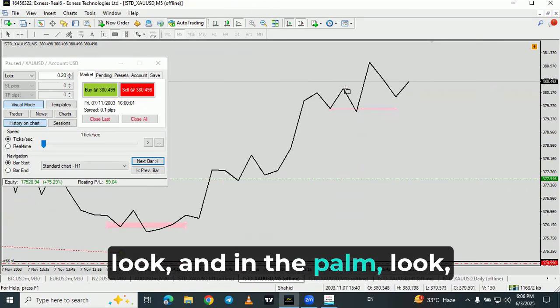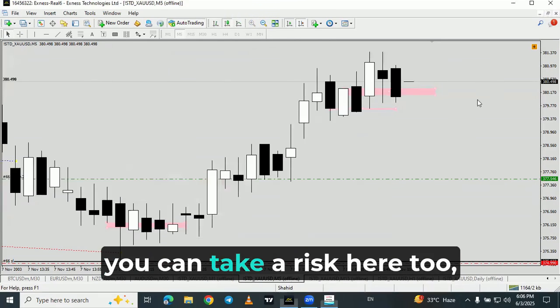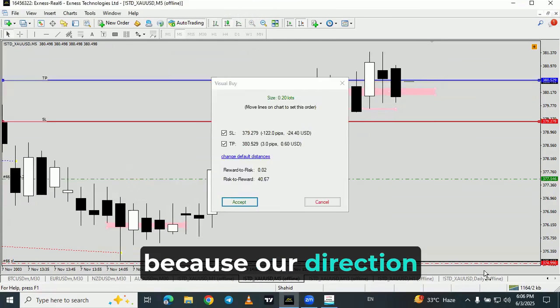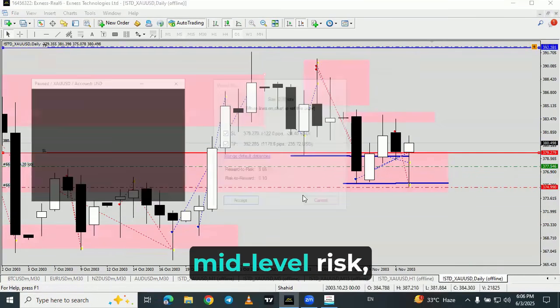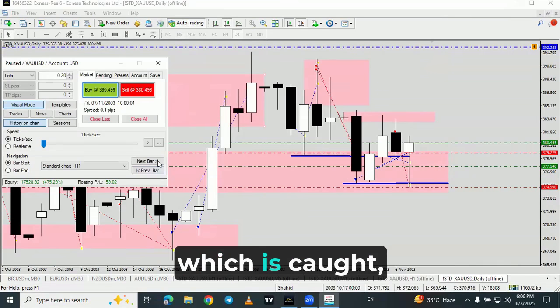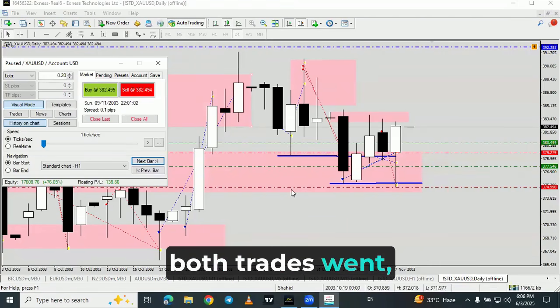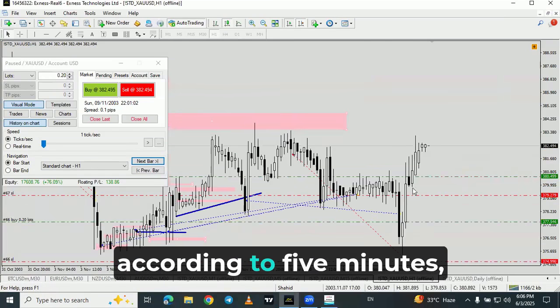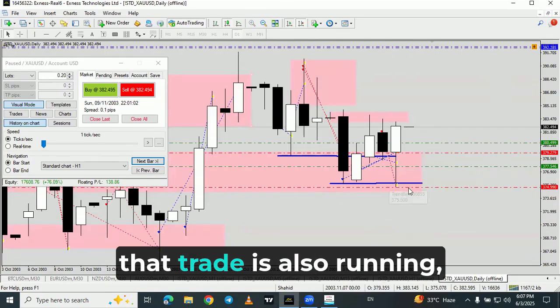Look, and the buy side is clear. So if you want to buy it here too, you can take a risk here too, because our direction is on the buy side. So let it go to the buy side. Here this will be a mid-level risk from below, which is caught. That trade goes into our favor. Here a market bullish, both trades went. That one too, which we caught according to 5 minutes, that is also still running, and the rest which we caught, that trade is also running.